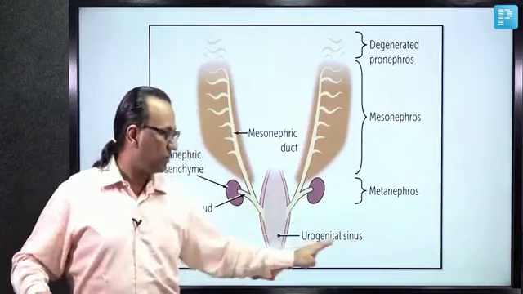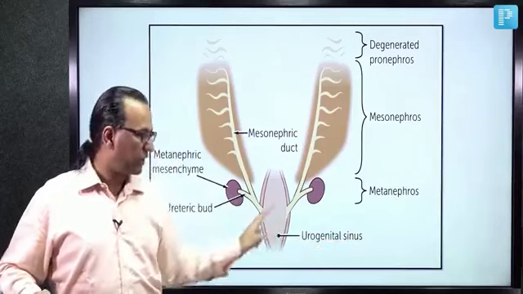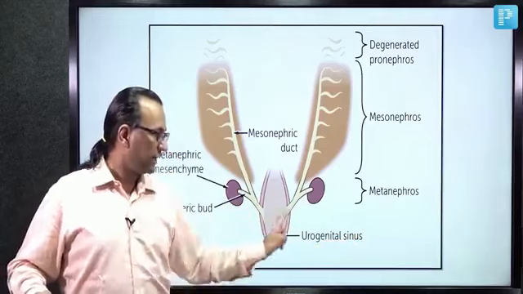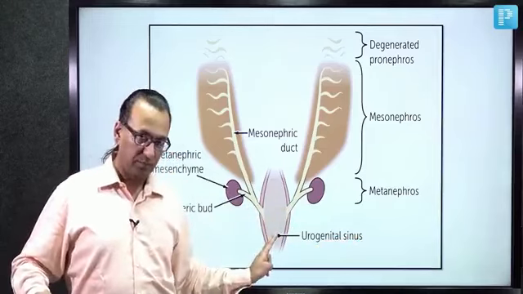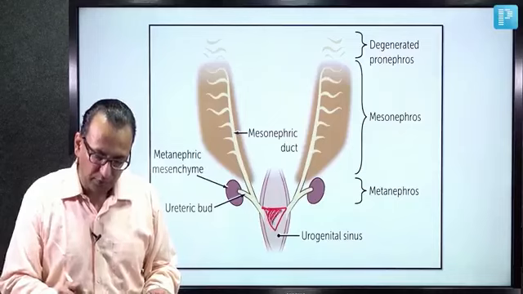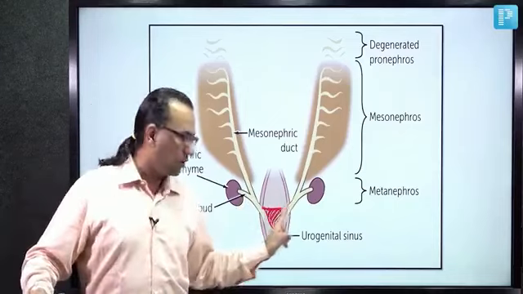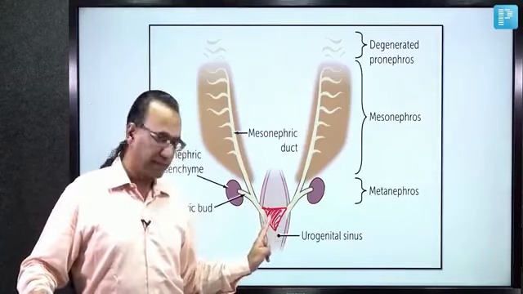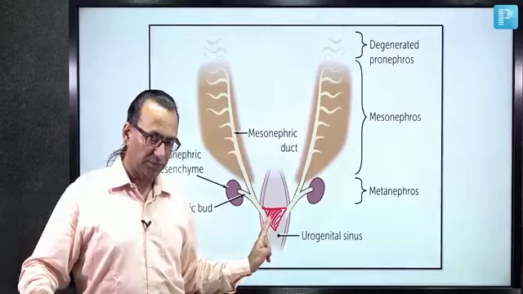Now, as we say, the endoderm of the urogenital sinus is going to form the urinary bladder and urethra, but not the trigone, because the trigone is formed by mesoderm. In fact, what happens is the tip of the mesonephric duct will be absorbed into the posterior wall of the urogenital sinus to form the trigone. Hence, the trigone is mesodermal in origin.